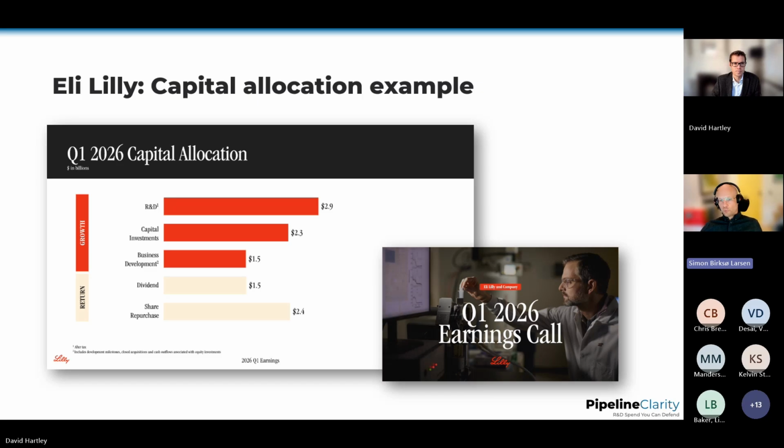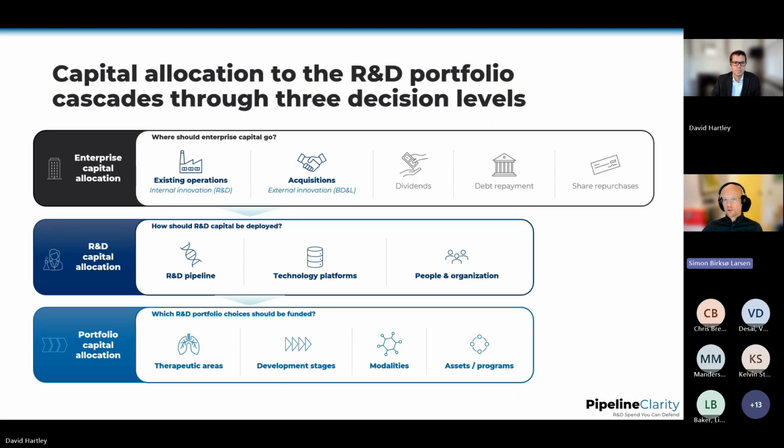And many of you will be working within portfolio management functions. But before we actually see capital going into the pipeline or portfolio, it's traveling through 3 layers of decisions. So it starts at the very top, those 5 categories I showed you before. And part of that will then go into R&D. But R&D is more than just the R&D pipeline. There's also people, organization, technology platforms, labs with the lights on, and so on. But the R&D pipeline part, that's where we will focus our attention mostly today. What are the R&D portfolio choices we should make in the company?